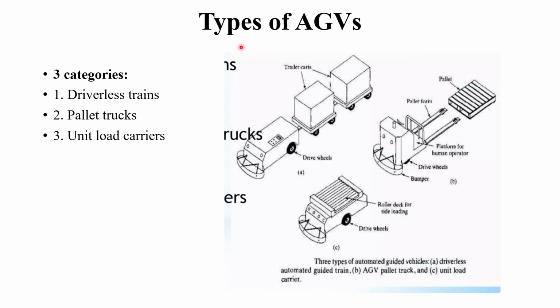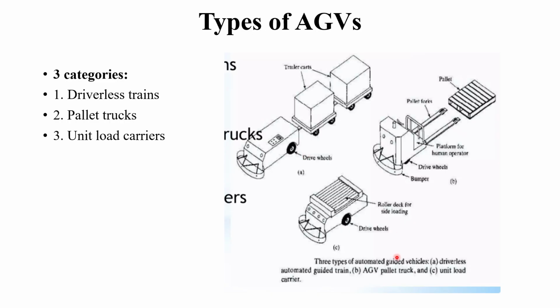So with this brief introduction about what an AGV is, moving to the categories of AGV. As per the type of material and quantity of material, we can use any type of AGV. It may be a train type, that is, a driverless train, or it may be a pallet truck type, or it may be a unit load carrier. Here you can see there are three types of automated guided vehicle. The first one is a driverless train. Here you have a train, with a cart connected to the train.